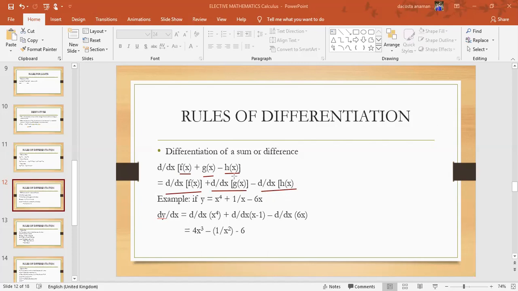So that's how you solve it. You don't solve everything together. You separate all the functions, then you solve it as it is. Now let's go to the example.